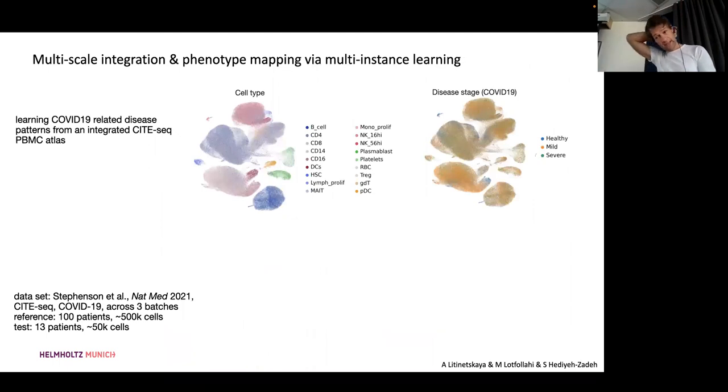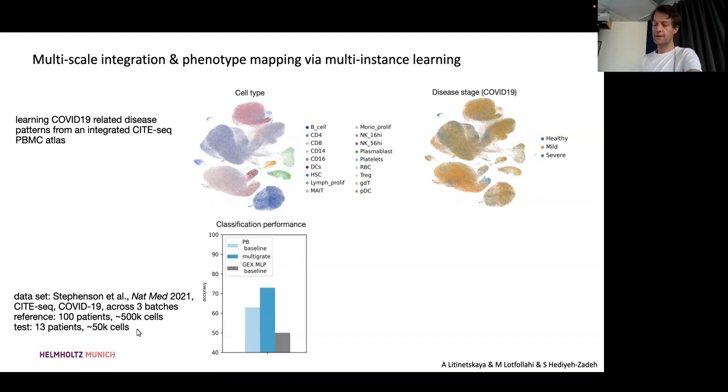In this case, we've been putting together a multi-scale model, not only RNA but RNA and I think protein, for COVID-19. This was a recently published dataset from, I think, the Teichmann and Haniffa labs, where they looked across three different batches in more than 100 patients across more than 500,000 cells. And now we add a bunch of additional cell types and patients on top of it.